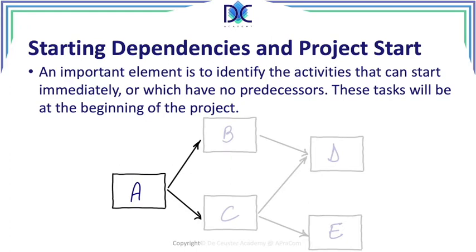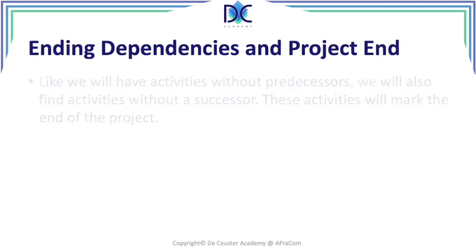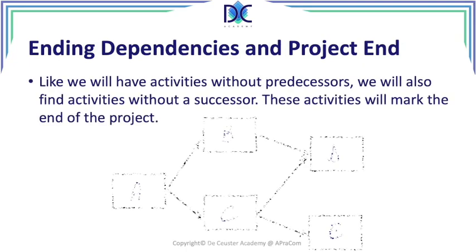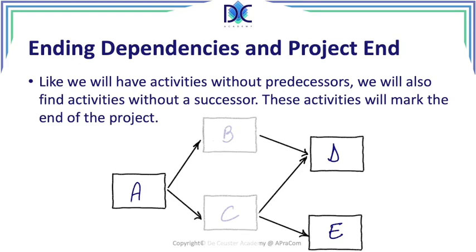On the other hand, we have ending dependencies and the project ends. Now, here we have the activities D and E. D and E have no successors. It means after completing the activities D and E, there is no more work to be completed, and it means that the project is completed.